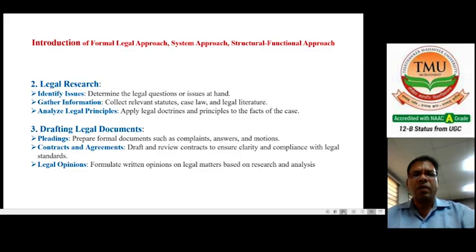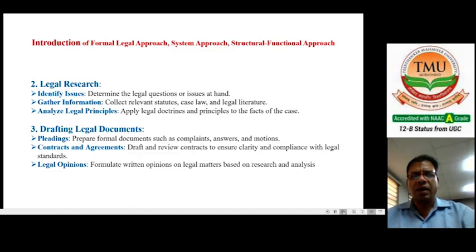The second important part of the formal legal approach is legal research. In legal research, first identify the issue: determine the legal questions or issues at hand. Second, gather information: collect relevant statutes, case law, and legal literature. Third, apply legal doctrines and principles to the facts of the case.